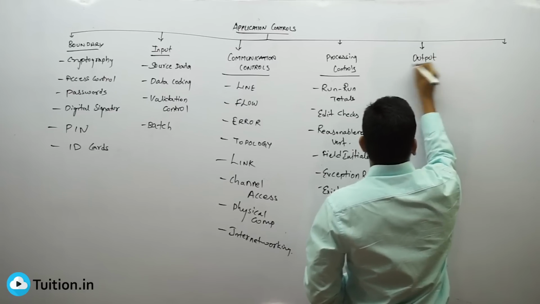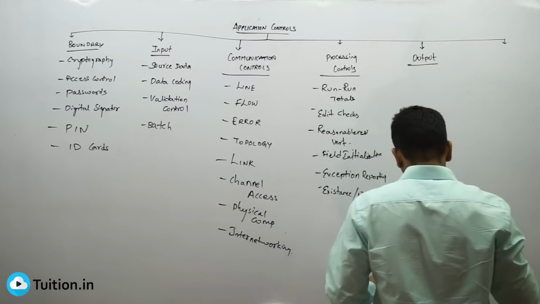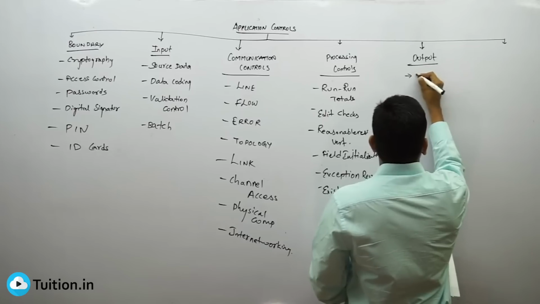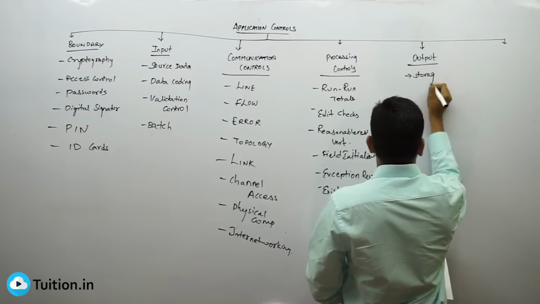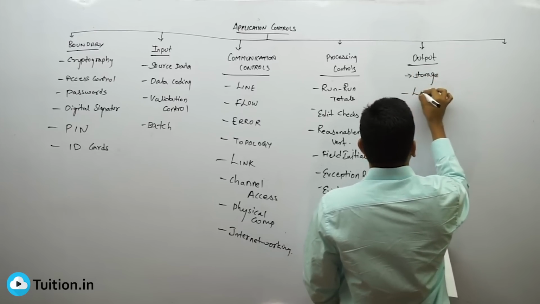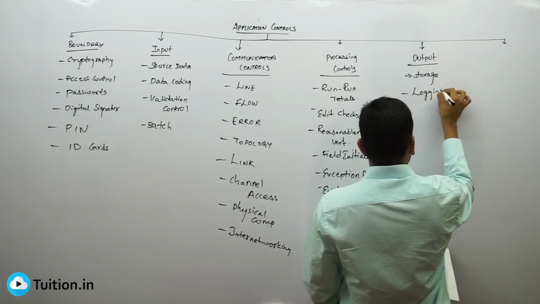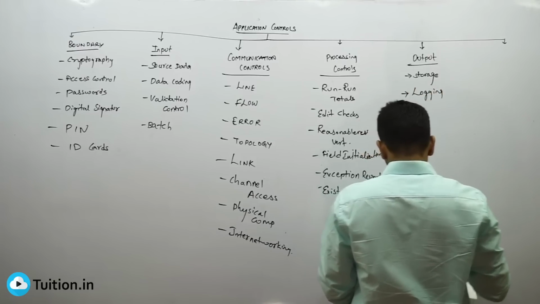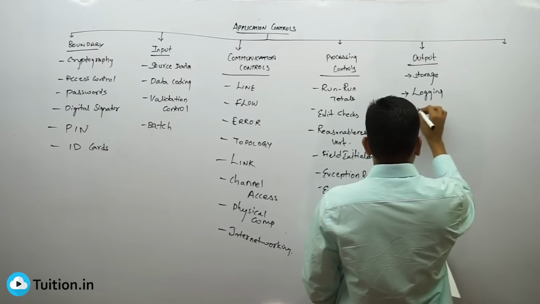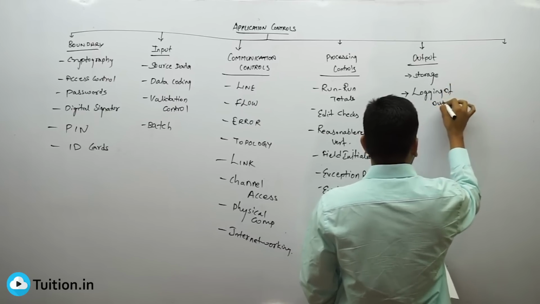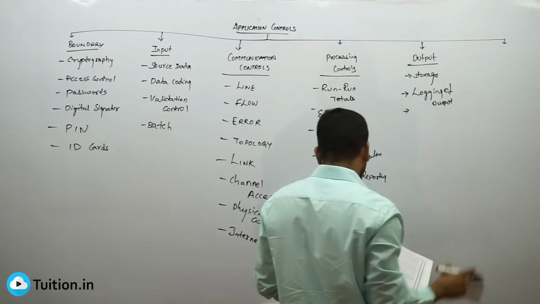Up next is output controls. It's also important to decide whom to give the output, what output you're supposed to give. Storage controls, where you're supposed to store, how long you're supposed to store. Then logging of output, whom you gave, what you gave. Logging is what? A chronological record of all the details, right?